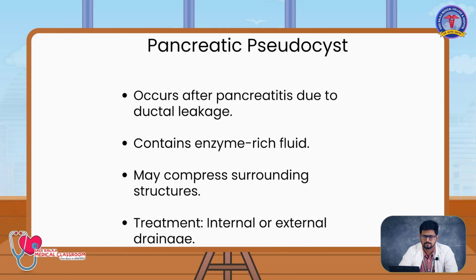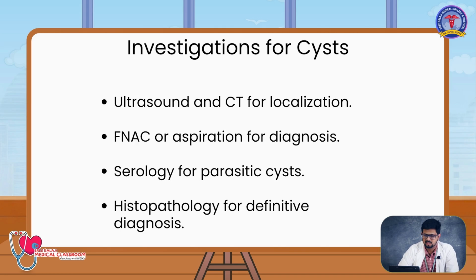Investigation of a cyst, that is any kind of cyst: mostly it is a clinical examination, but to confirm the type of the fluid and the extent of the swelling, we have to do an ultrasound scan. If needed, CT of the localized area can also be helpful, and FNAC or aspiration for the diagnosis will also be helpful, and serology for any kind of parasitic cyst, and histopathological examination after we have done the procedures. We have to send any kind of swelling for it. If it is possible, we have to send for biopsy.